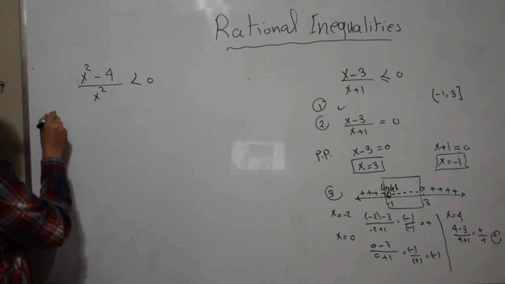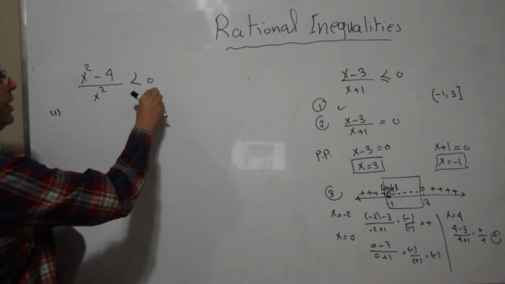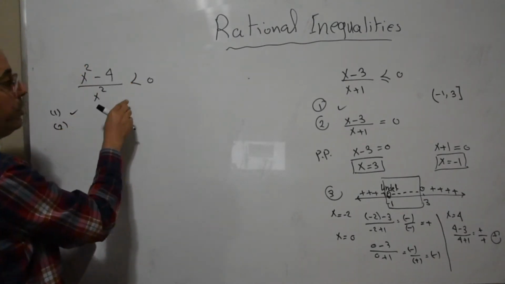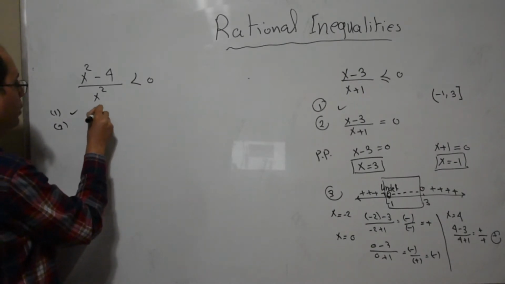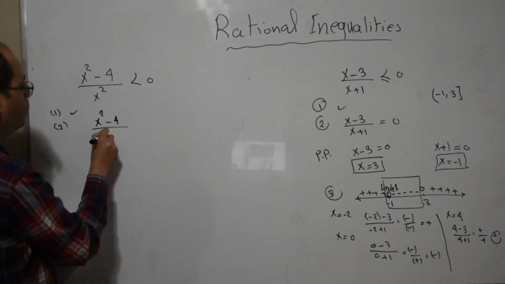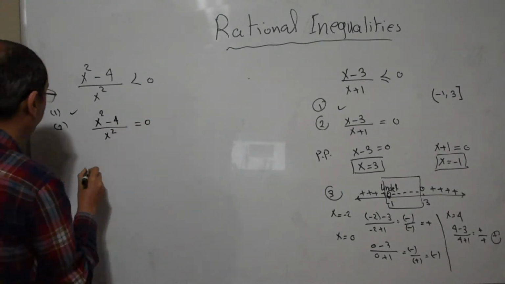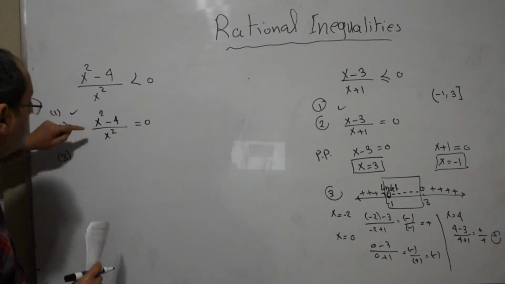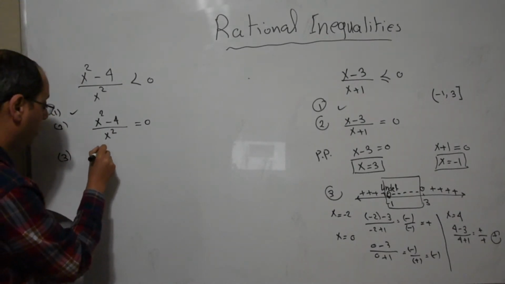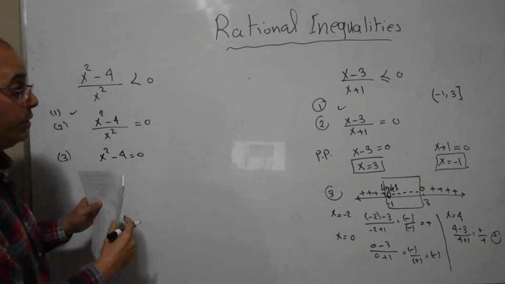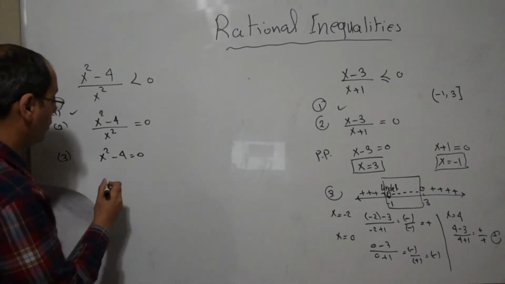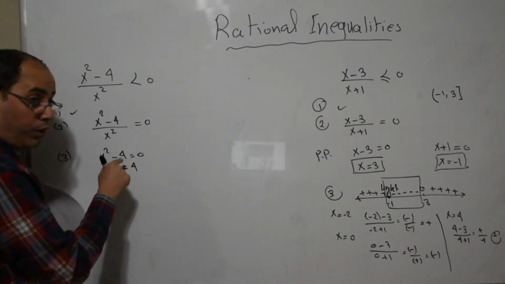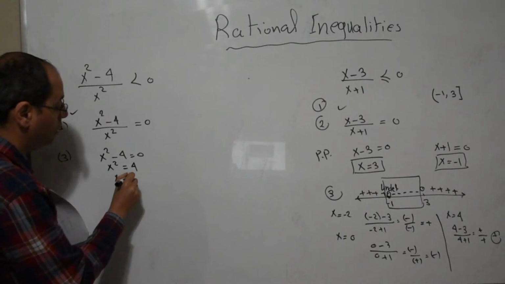Okay, step 1. I have the right side 0. Done. Step 2. Change the less than to equal. So x squared minus 4 over x squared equals 0. Step 3. Find the partition points. So for the numerator, I have x squared minus 4 equals 0, because this is the solution. So that means that x squared equals 4, and don't forget that we have plus or minus here, so x is plus or minus 2.